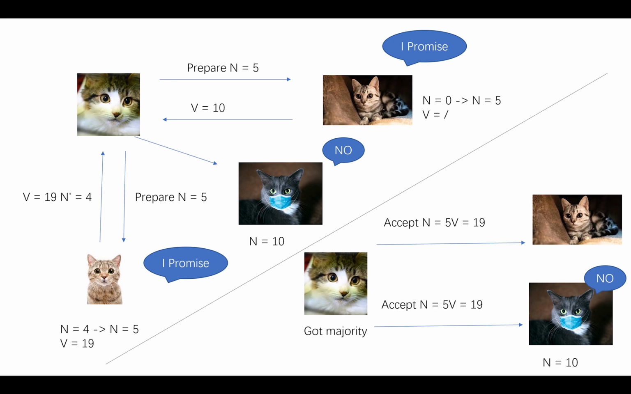After the green cat gathers the majority of the responses, which is 3 out of 4 now, including itself, it can send an accept request to all the cats. The value v is 19 because it's the value updated from the receivers, the acceptors, and the time n equals 5. The masked cat will still not accept it, but it doesn't matter. The majority is already reached.